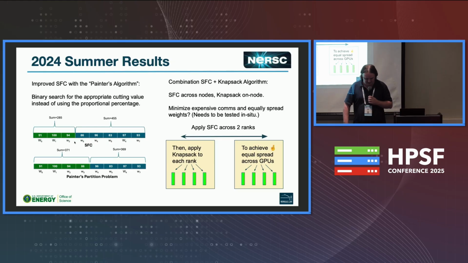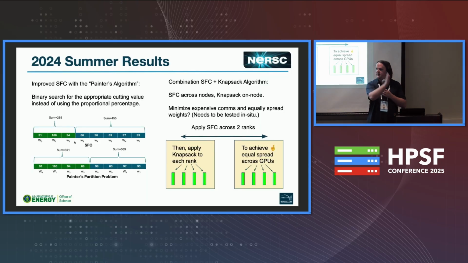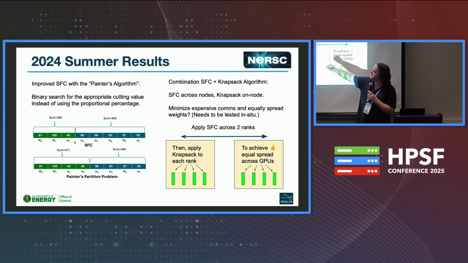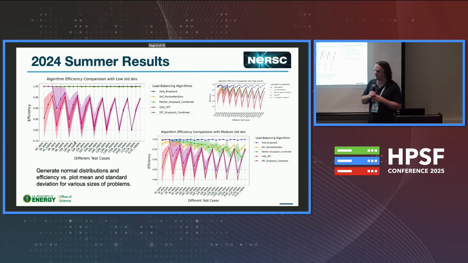The second one they came up with off of a Google interview problem called the painter's partition. When we do SFC, we do a one-pass cut of our 1D line of boxes, and we do something called proportional percentage, which is if you're on 50% of your ranks, don't cut more than 50% of your weight as you go down the line. You just do that common proportional analysis as you go all the way through. Instead, what they did is a binary search for what the best possible cutting location is on your SFC curve. And they got ridiculously good results.